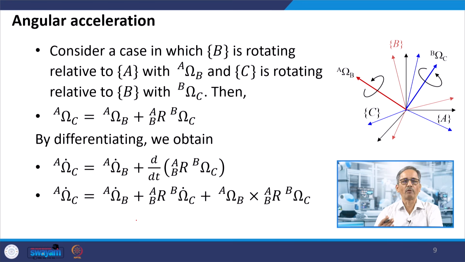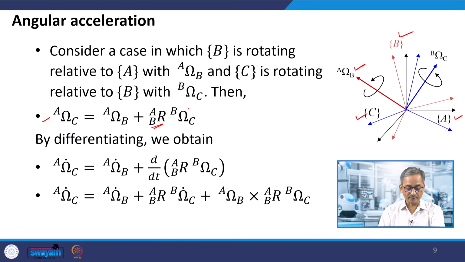Now, let us see what happens to the angular acceleration. To do that, suppose I have got 3 frames, a frame A, frame B and frame C, and their origins are coinciding. Frame B has got angular velocity omega with respect to frame A, and frame C has got angular velocity with respect to frame B. So, I can express the velocity of C with respect to A as the velocity of B with respect to A plus the velocity of C with respect to B, and of course, everything expressed in terms of frame A.